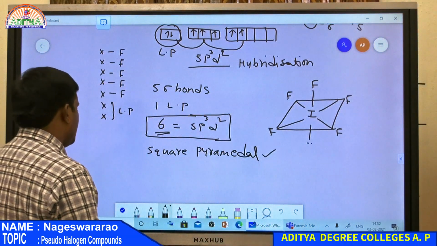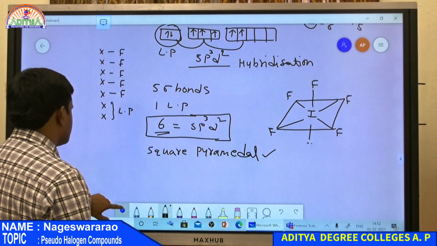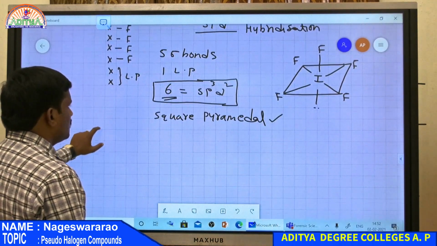And finally AX7 type interhalogens. The last one.